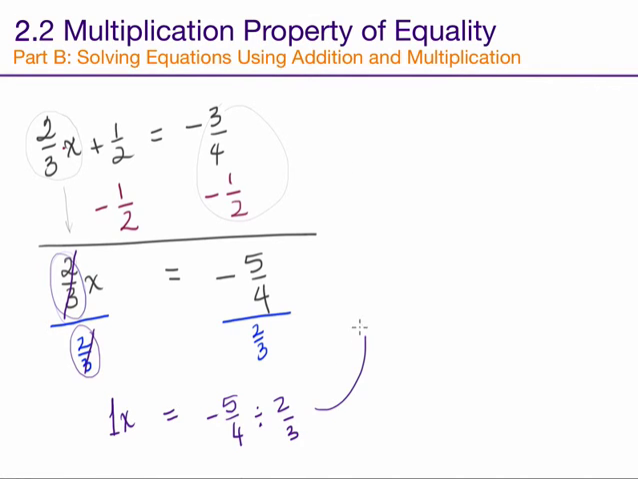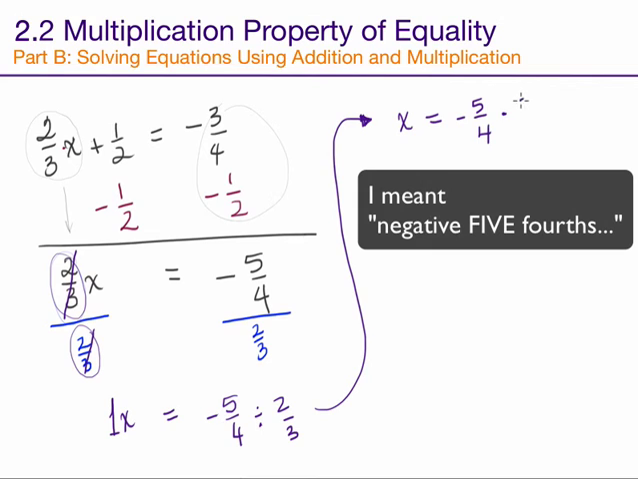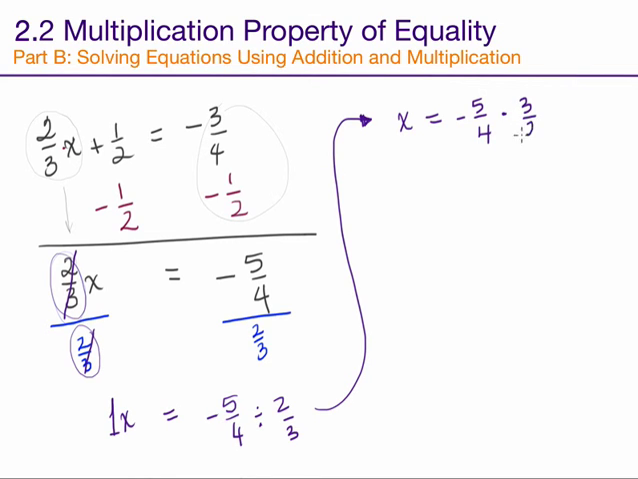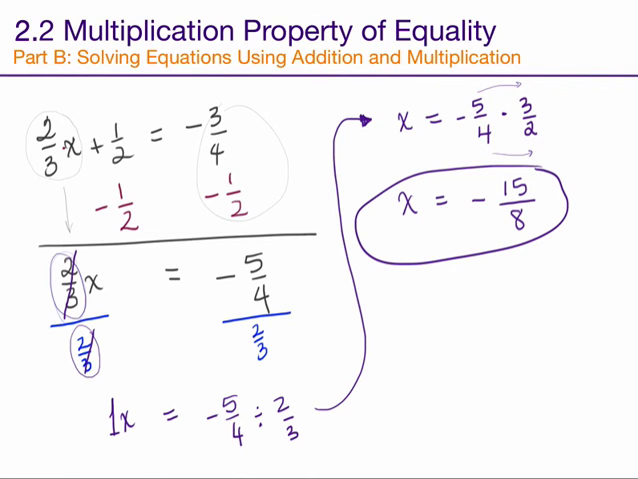Let's move the rest of the problem up here because I've run out of room. 1x is just x. And negative 5 fourths divided by 2/3 is the same as negative 5 fourths times 2/3 flipped over, 3/2. To do this arithmetic, I just need to multiply straight across, top and bottom. Negative times positive is a negative. 5 times 3 over 4 times 2. If you'll remember, that's exactly the answer we got the last time. Which approach you use is entirely up to you.